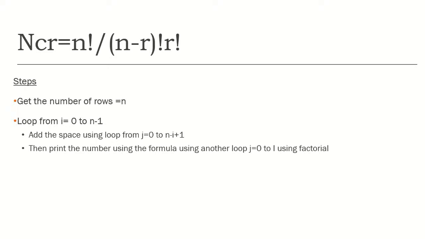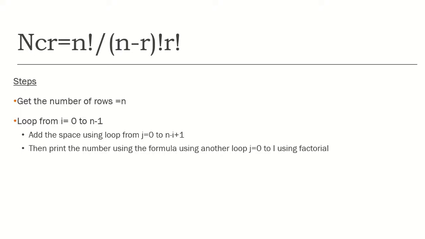The second method is using this nCr formula, that is n factorial divided by (n minus r) factorial into r factorial. Here also you have to get the number of rows, and there are two loops used here. We loop from 0 to n minus 1, and there is an inside j loop which loops from 0 to n minus i plus 1.